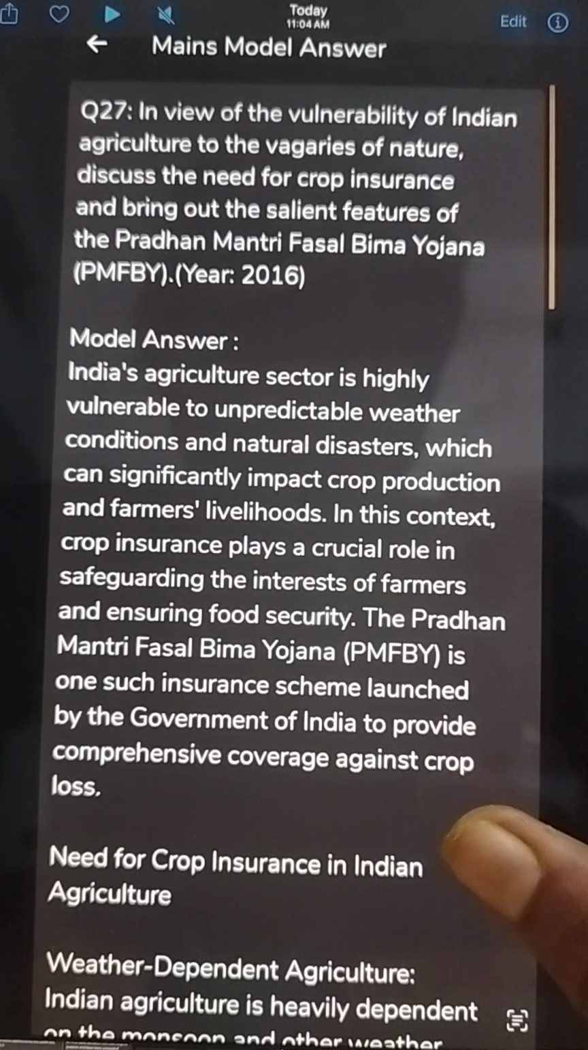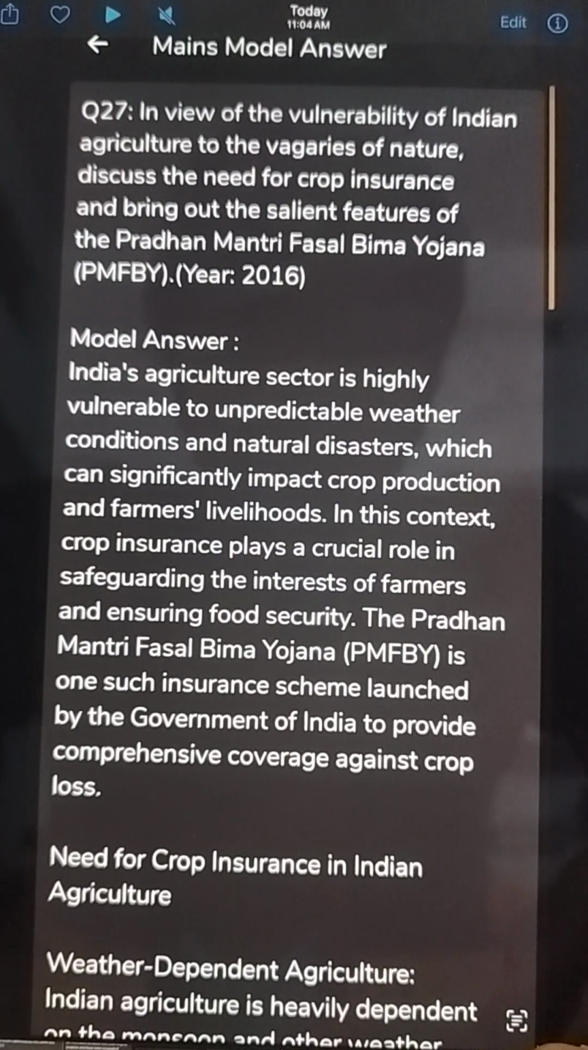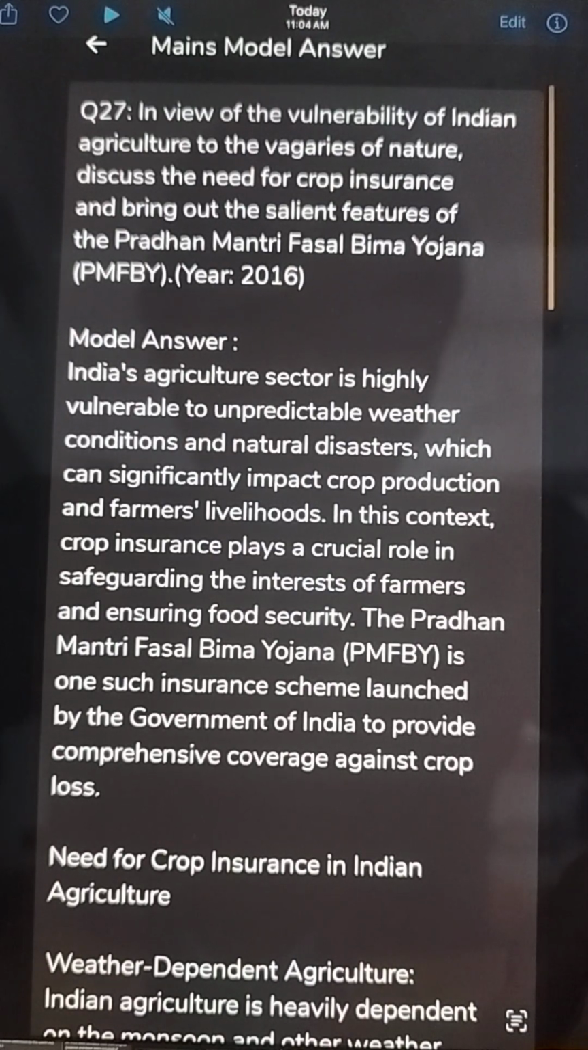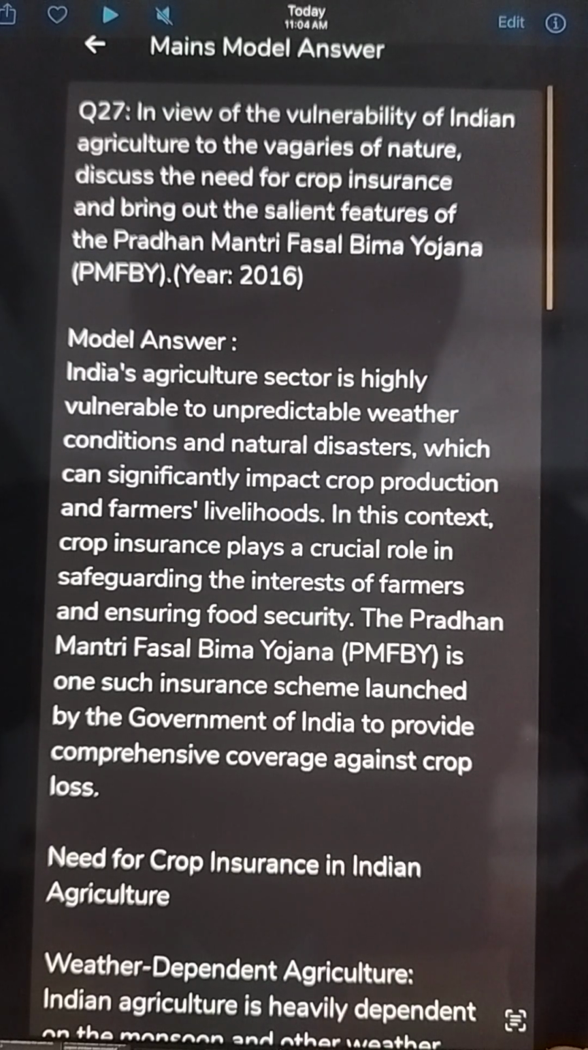India's agriculture sector is highly vulnerable to unpredictable weather conditions and natural disasters, which can significantly impact crop production and farmers' livelihoods. In this context, crop insurance plays a crucial role in safeguarding the interests of farmers and ensuring food security. The Pradhan Mantri Fasal Bima Yojana is one such insurance scheme launched by the Government of India to provide comprehensive coverage against crop losses. Need for crop insurance in India क्या है? Agriculture.